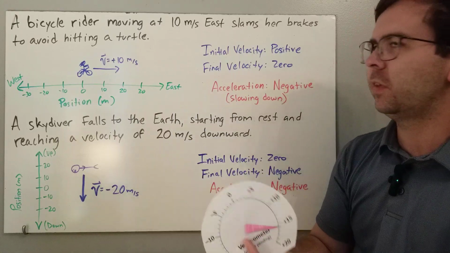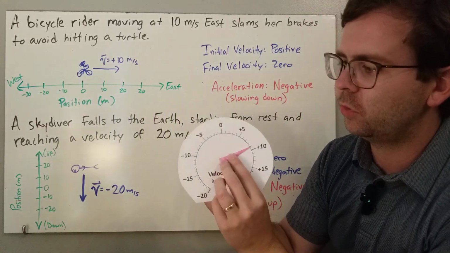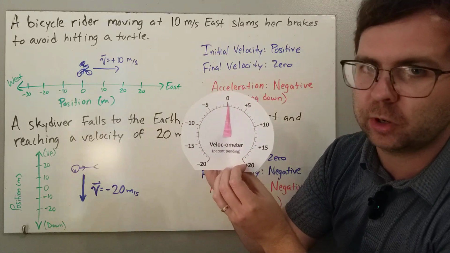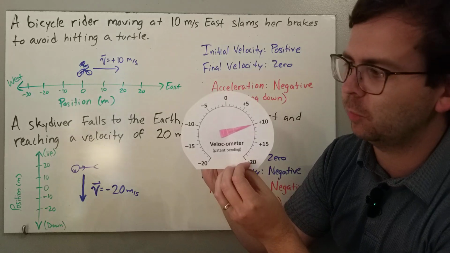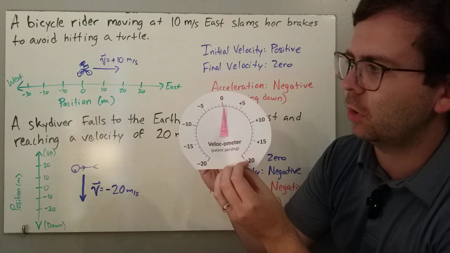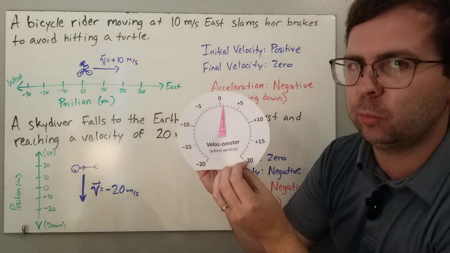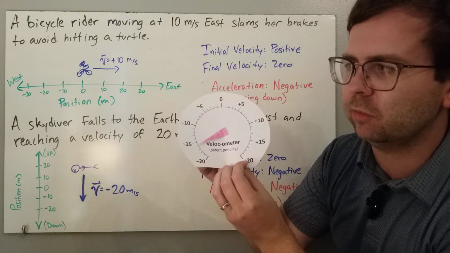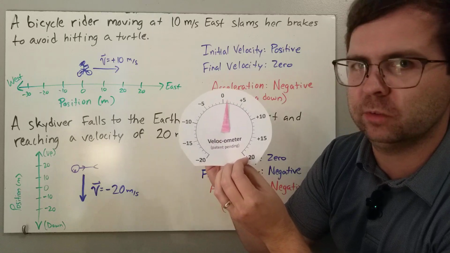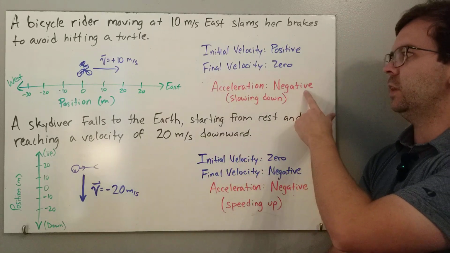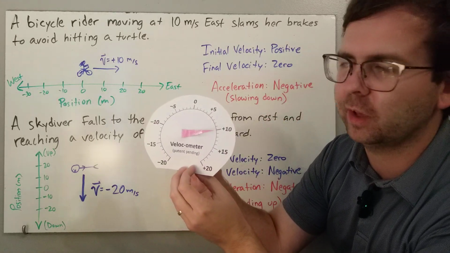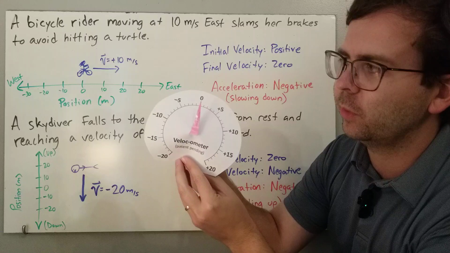All right, it does say that she slams on her brakes, and so she goes from a positive 10 velocity to a 0 velocity very quickly. So notice the direction I moved this needle in. It goes from positive 10 to 0. All right, so notice that I'm moving the needle towards the negative end of the velocimeter. It's becoming less positive, and so the acceleration is negative. She's slowing down because she was moving with a high positive velocity. Then she starts slowing down to 0.